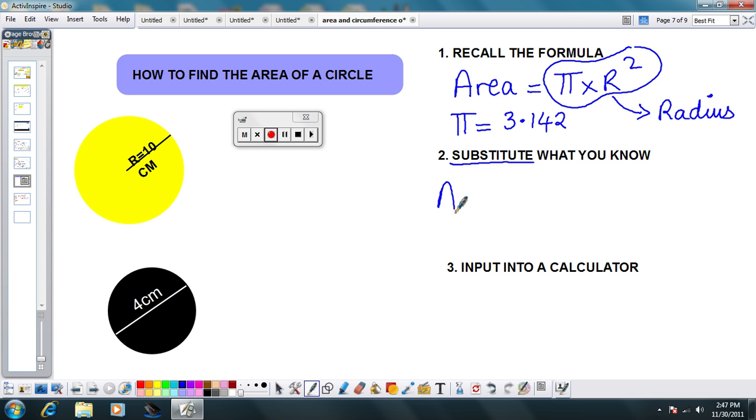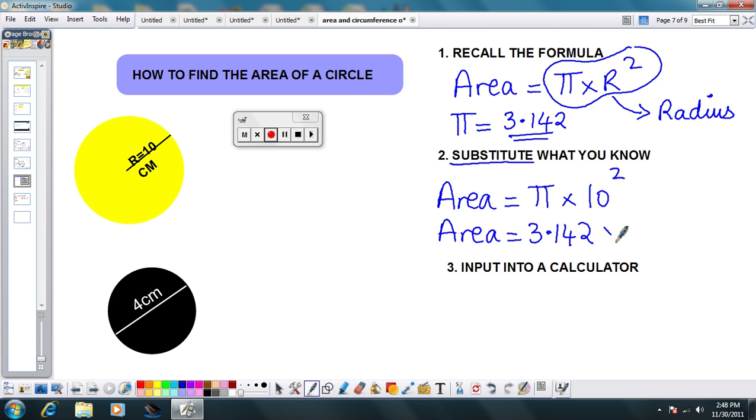So this is what we end up with. Area is equal to pi times 10, and we need to make sure we square it, which means that we're going to multiply 10 by itself twice. Next what we can do is change the pi into 3.142, so 3.142 times 10 squared. We agreed that it's the same thing as doing 10 times 10. And at this point you can take your calculator and figure out the answer.